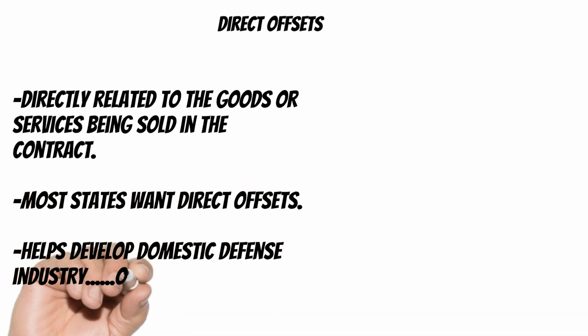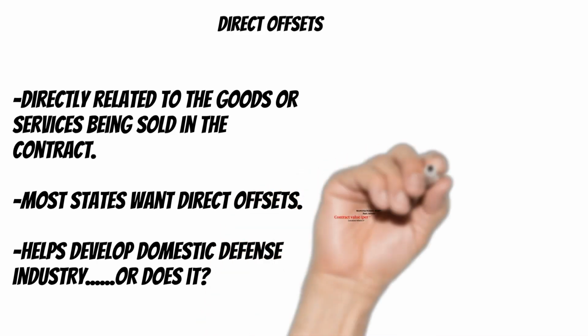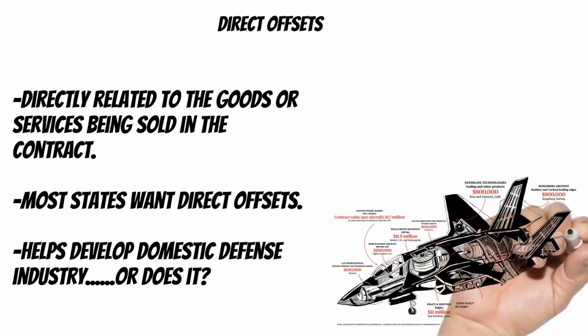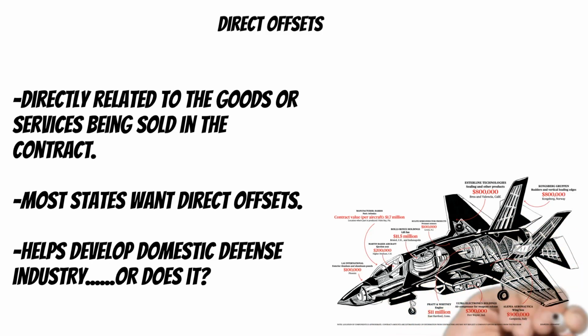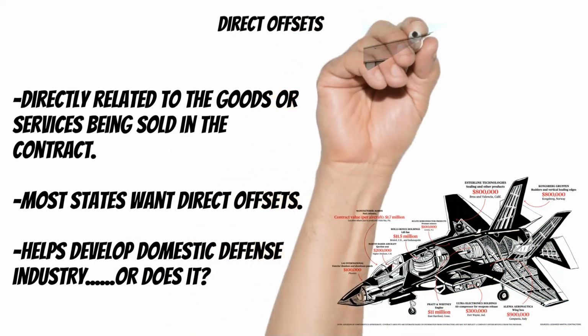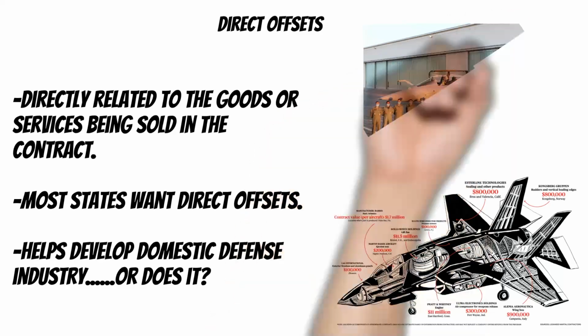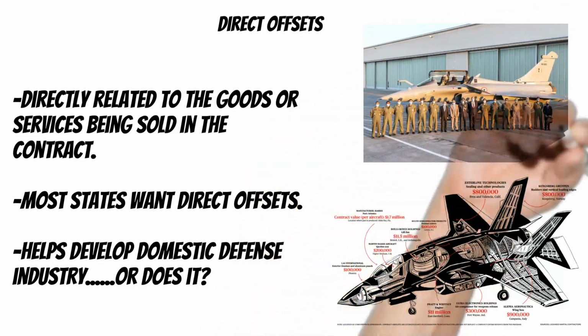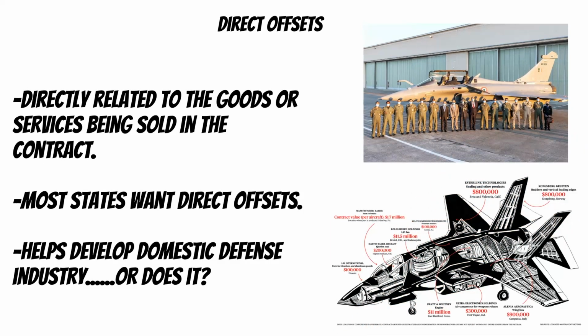So you may say, hey, I'm buying that F-35 down at the bottom right of this slide. I'm going to need some direct offset there. You're going to have to teach me how to build the tail fin. So Lockheed goes, okay, I'm going to teach you how to build the tail fin because I'm probably going to be able to buy it from you cheaper than I'm going to be able to buy it from any U.S. producer. So I'll go ahead and teach you how to build it. And that's how they usually do a direct offset. That has to do directly with the good that's being sold.